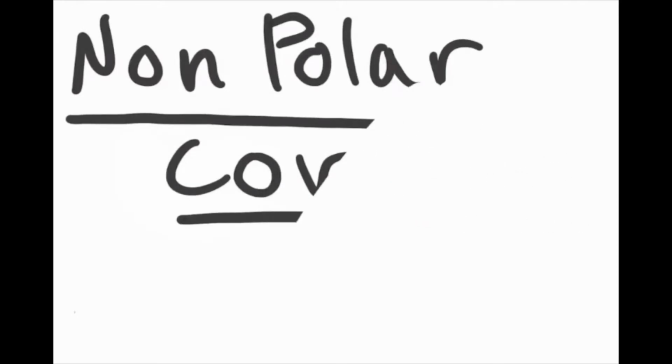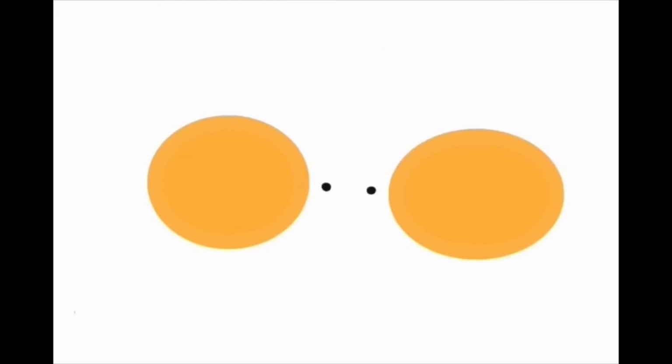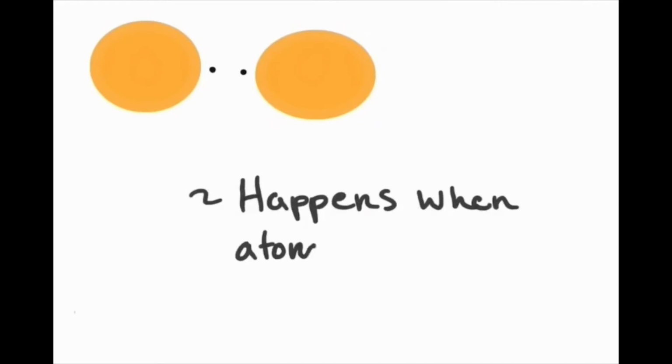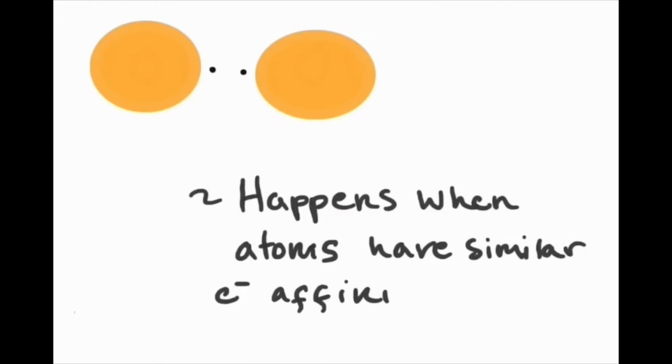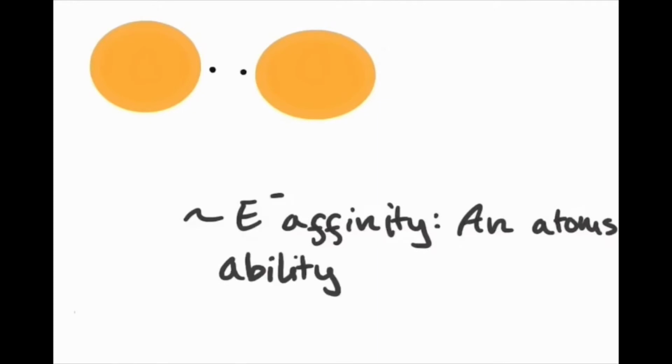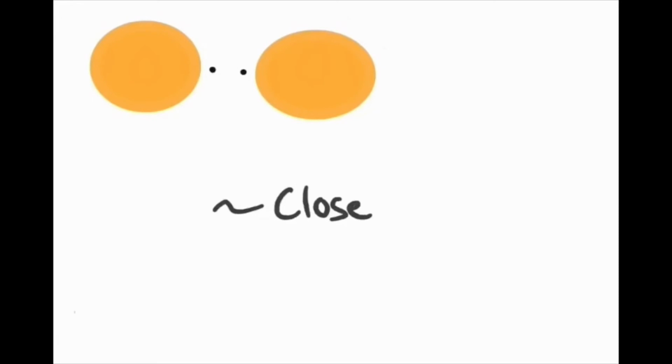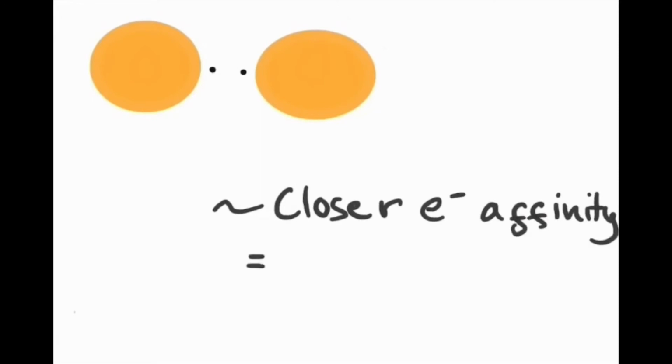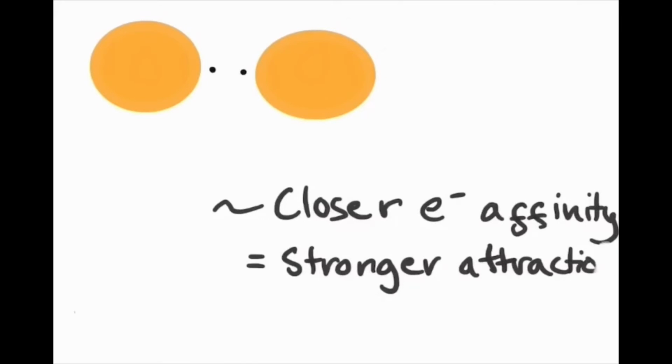The other type of covalent bond that we are going to talk about is a nonpolar covalent bond. In a nonpolar covalent bond, the electrons are shared equally between the atoms. This occurs when the atoms have similar electron affinities. An atom's electron affinity is the atom's ability to gain an electron. If the electron affinity of the atoms is close to equal, then neither of the atoms is pulling on the electrons more than the other, and therefore they share the electrons equally.